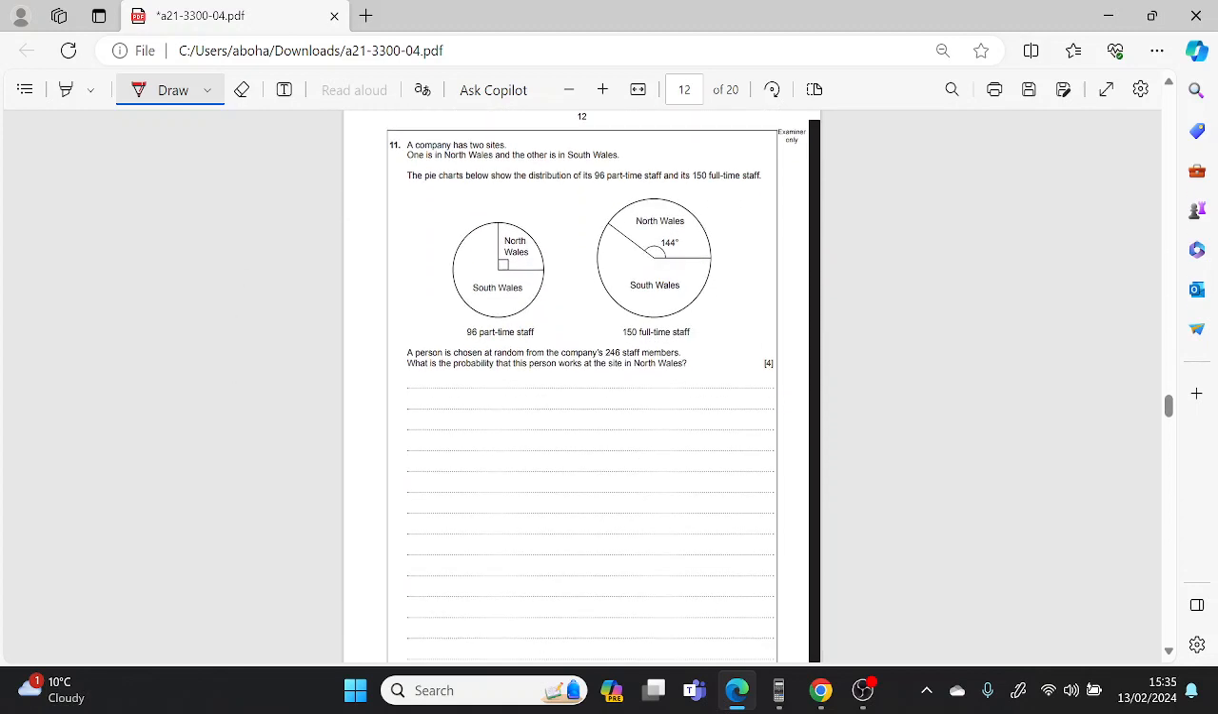Question 11. Okay, so yeah, it's a pie chart one, obviously, but quite wordy. But I think the maths is pretty straightforward, though. So we have this one here, a pie chart for people North Wales and South Wales who are part-time, and North Wales and South Wales who are full-time. So 246 members in total. That's from the 150 plus 96.